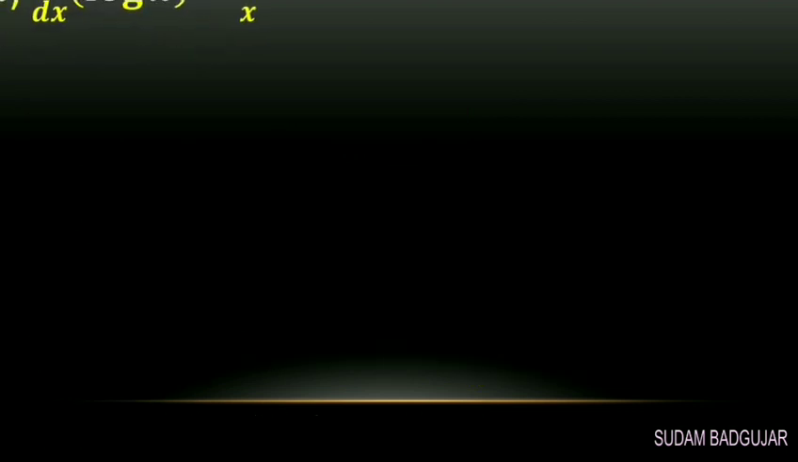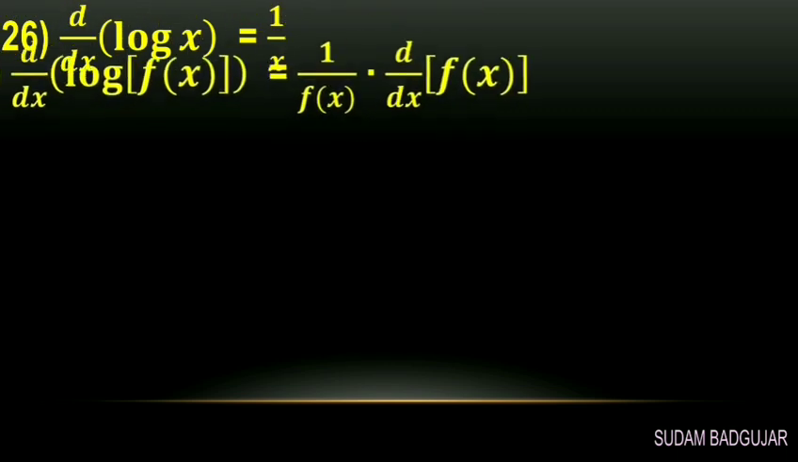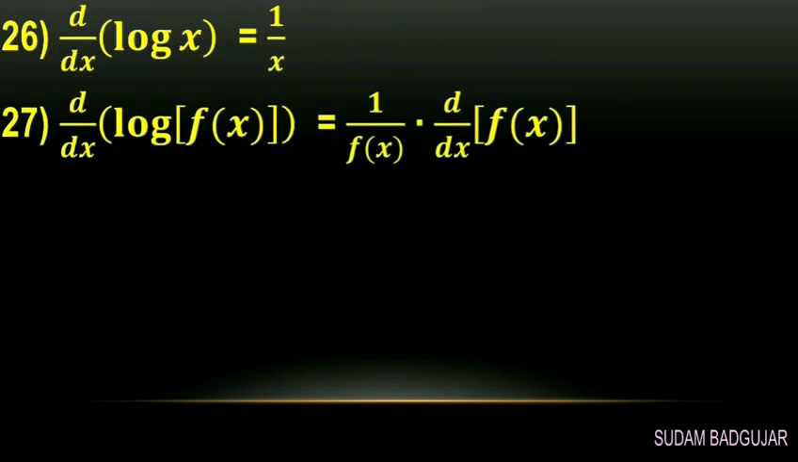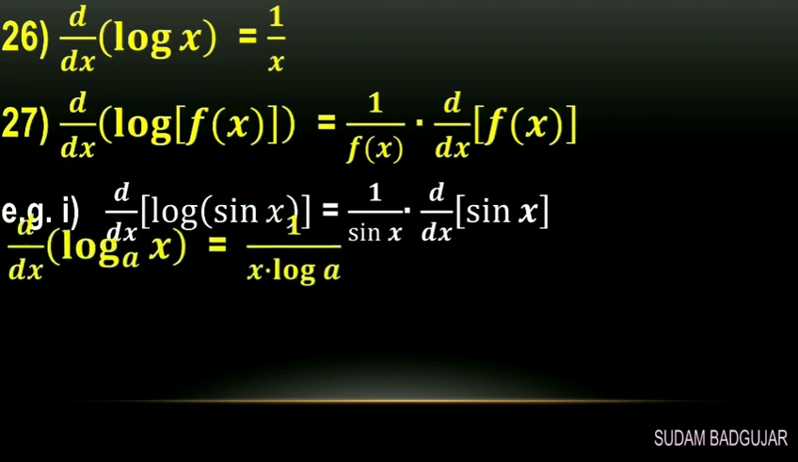Next formula, that is formula number 26, the derivative of log x. Now it is logarithmic differentiation. The derivative of log x is 1 upon x. In general form, the derivative of log of f of x, instead of x I can use any function here, so I take f of x in general form, that is 1 upon f of x into the derivative of f of x. For example, the derivative of log of sin x is equal to 1 upon sin x into the derivative of sin x.